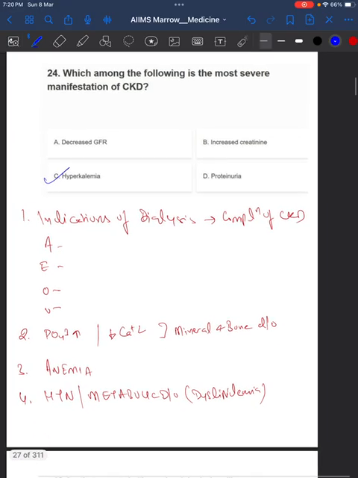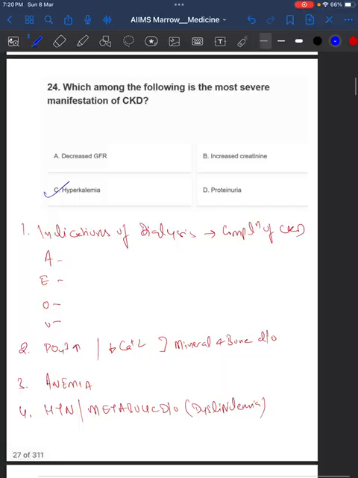Now, complications of CKD, there are so many, but the most important which you should know are the indications for dialysis. They will be complications like acidosis, metabolic acidosis, anuria, and electrolyte abnormalities. We have already learned this mnemonic in the previous video. Hyperkalemia is the most severe.